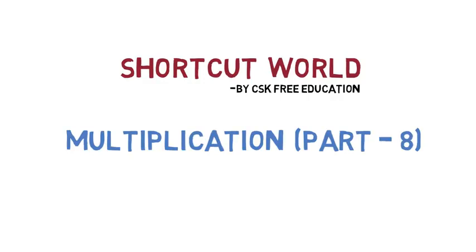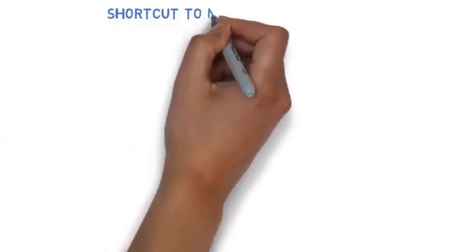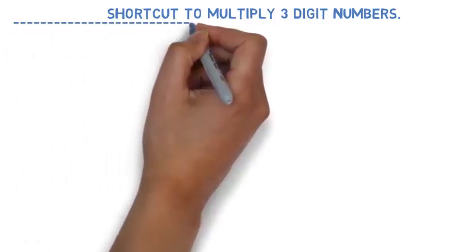As I promised yesterday, today I'm going to teach you multiplication shortcuts for 3-digit numbers. Yes, you can multiply 3 digits in just a single line. It is possible. So let's begin.